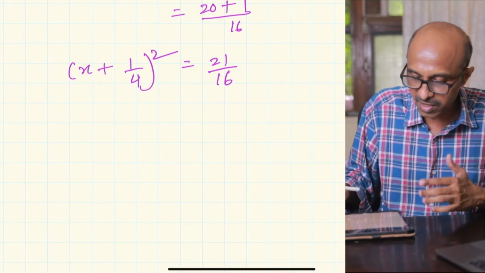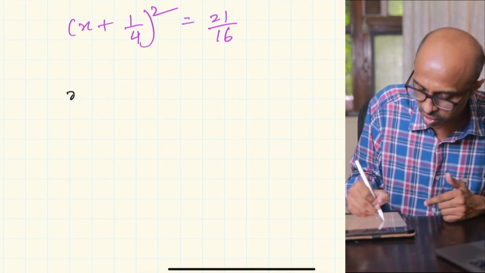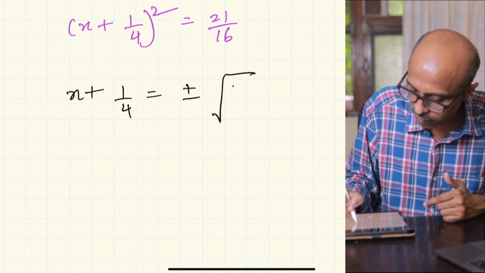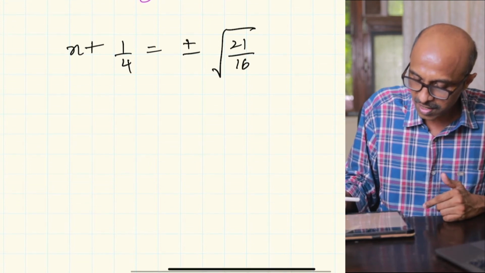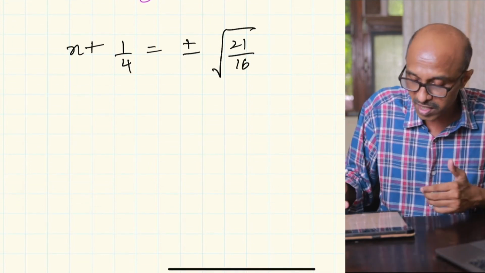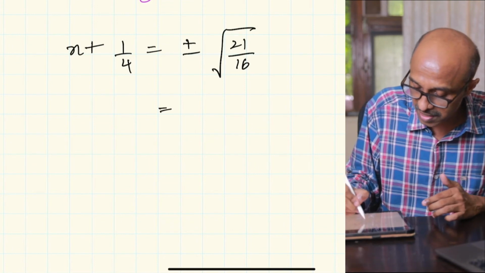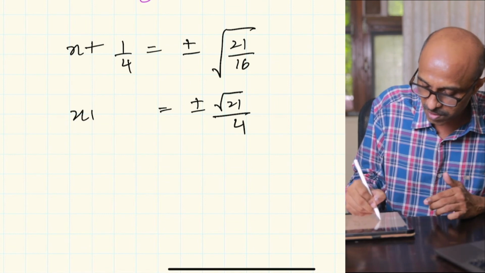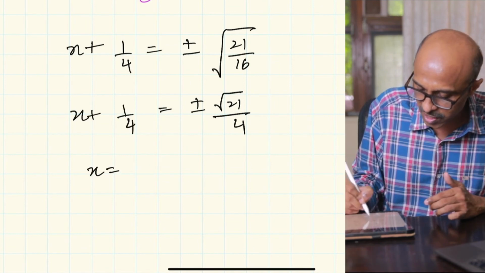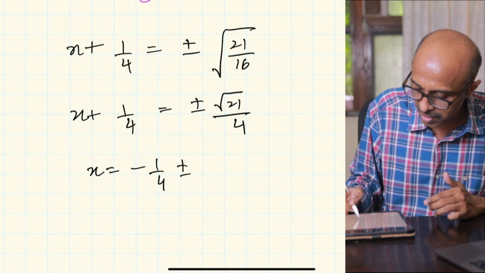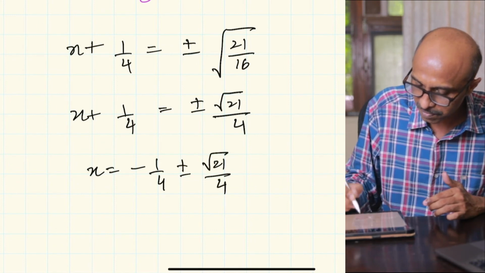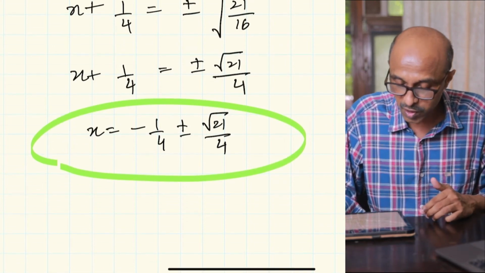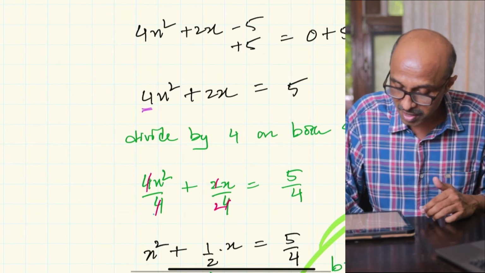Now it's just a matter of taking the square root on both sides. So when you take the square root on both sides, you should get x plus 1 by 4 is equal to plus or minus square root of 21 over 16. Now, the numerator is not a square number, but the denominator is a square number. So you can write this as plus or minus under root 21 over 4. That's x plus 1 by 4. So finally, you will get x is equal to negative 1 by 4 plus or minus under root of 21 over 4. Those are the two values of x, the two roots, the two solutions of this quadratic equation when we solve it using the method of completing the square.